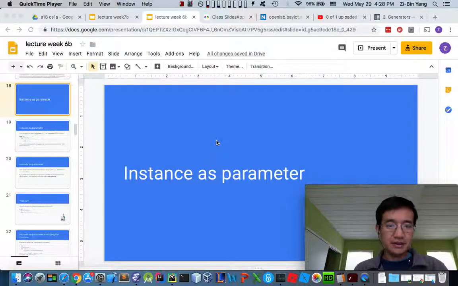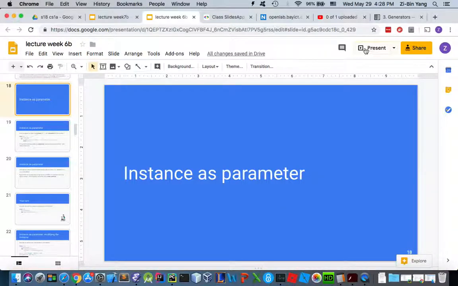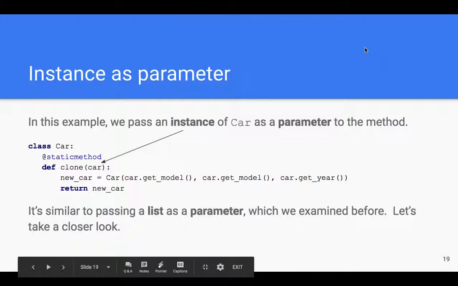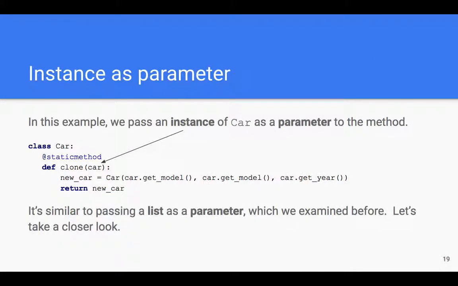Hello, in this video we're going to cover the topic of passing in an object as a parameter to a function or a method. So last time when we talked about returning an instance from a function, the clone method, if you notice, we already passed in an instance of car to the clone method. So in many ways, this is very similar to passing in a list as a parameter to a method or a function.